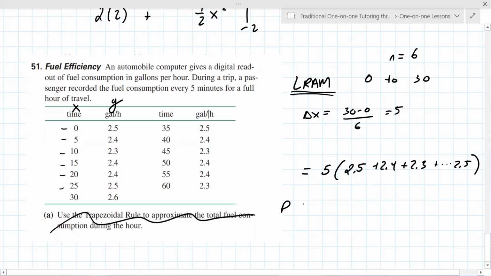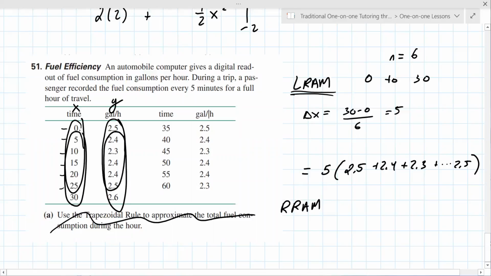And then RRAM, how would that be different? RRAM goes from the right, so it starts with 30 and ends with 5. Right, and use these. So it's like one use this and one use this. And they could obviously go up all the way if they wanted.